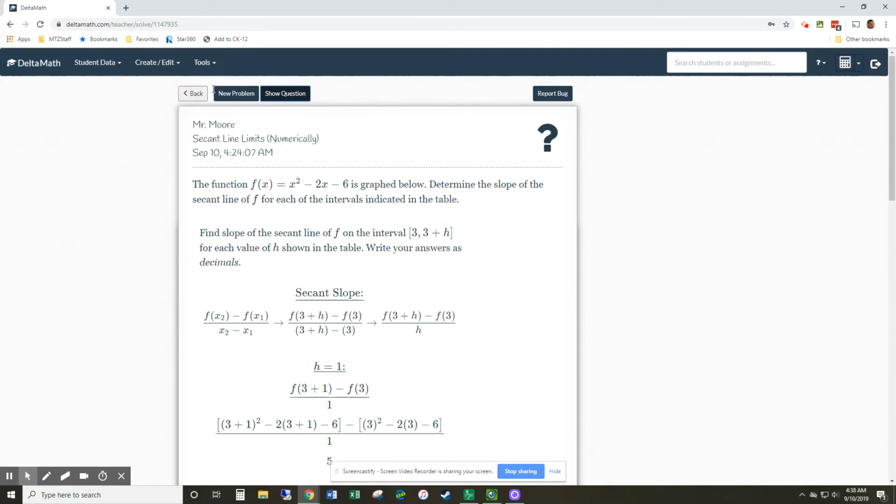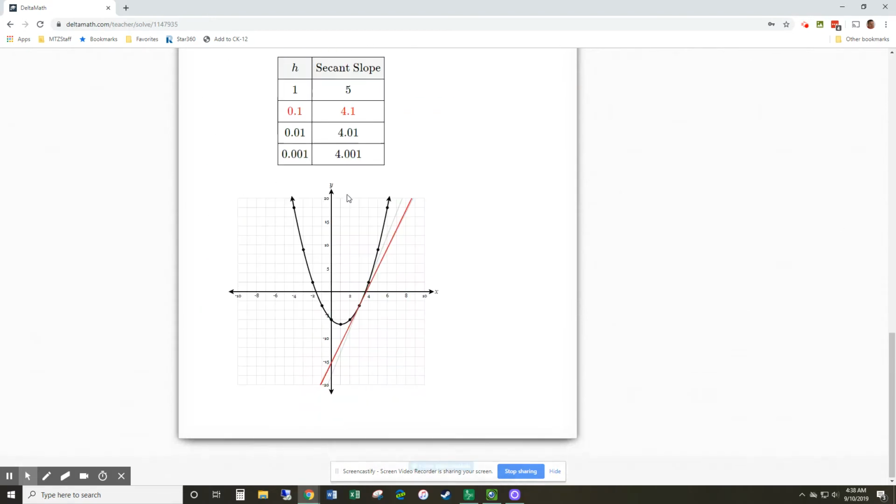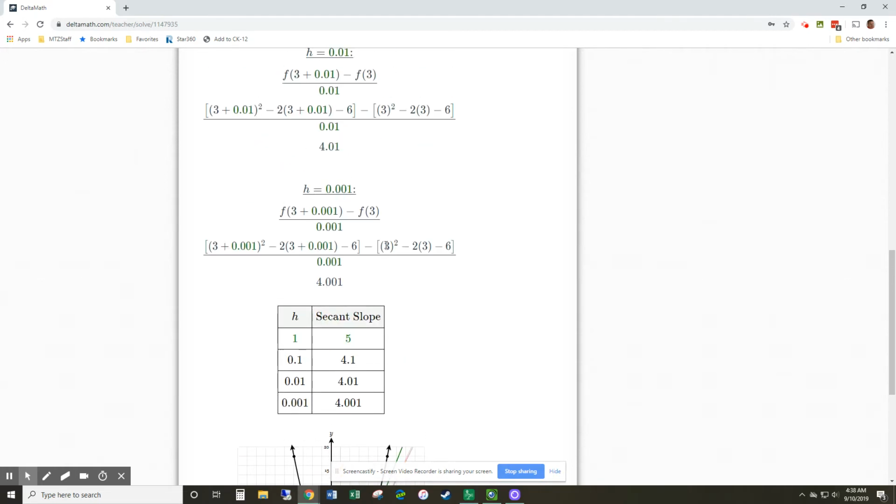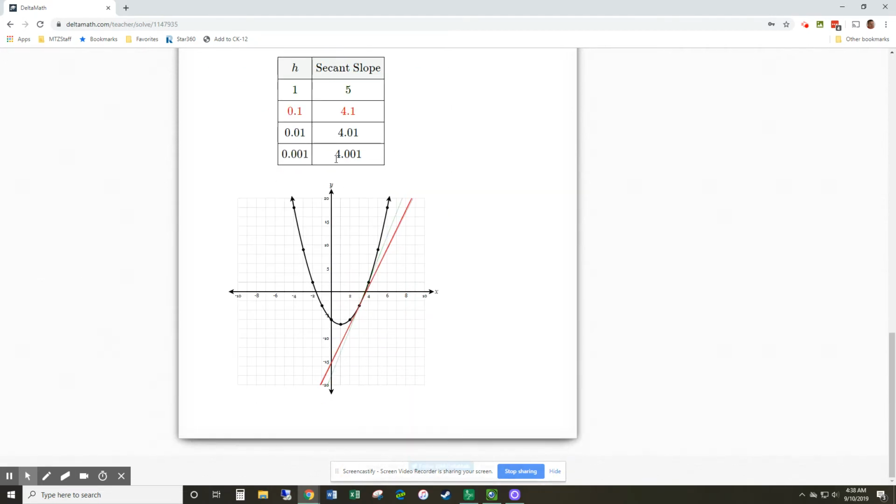In fact, that's it. You just work it on down. Well, what do you notice about this slope? Oh, 5, 4.1, 4.01, 4.001. What is the slope approaching as the secant line gets closer and closer to the actual given value of 3? The answer is the slope is getting closer to 4.